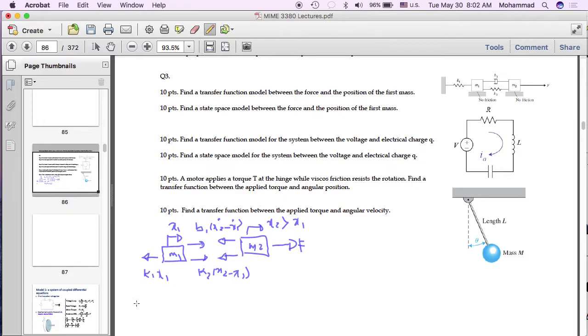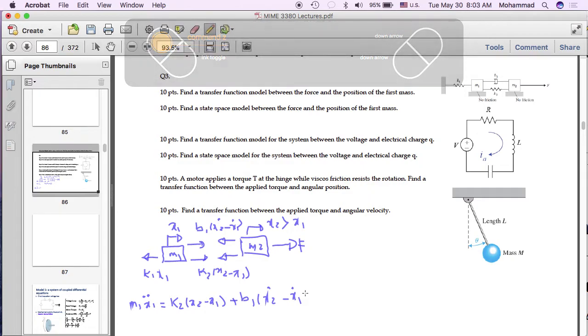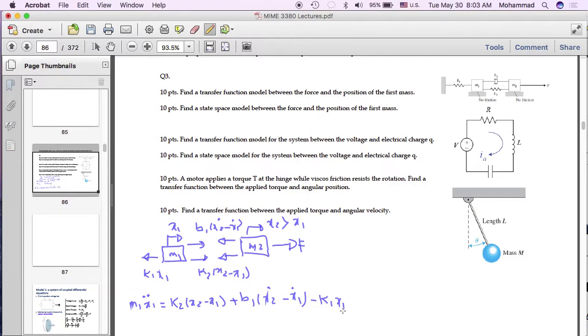If you write Newton's second law, it would be m1 x1 double dot is equal to, these two are in the positive direction, so K2 times x2 minus x1 plus B1 times x2 dot minus x1 dot, and K1 x1 is in the opposite direction, so it receives a negative sign. This is for mass 1.